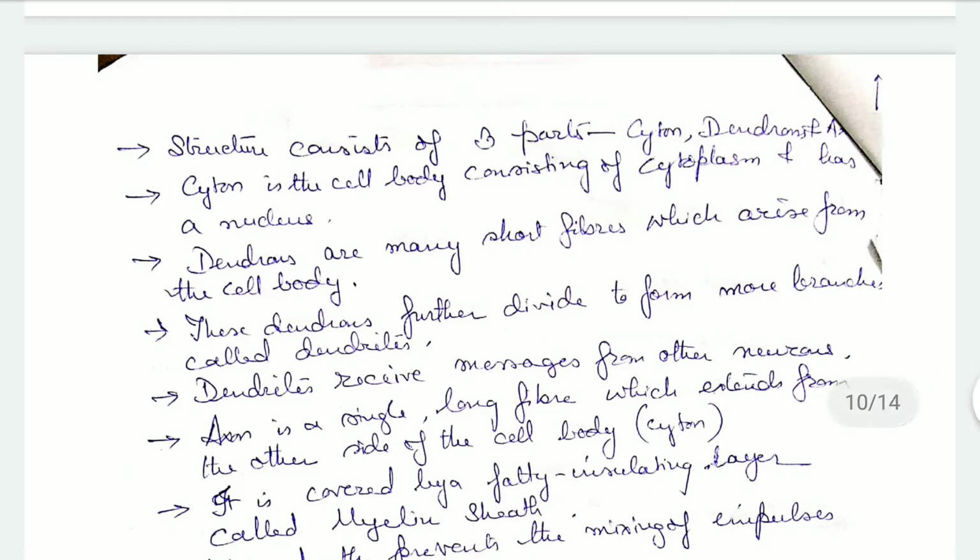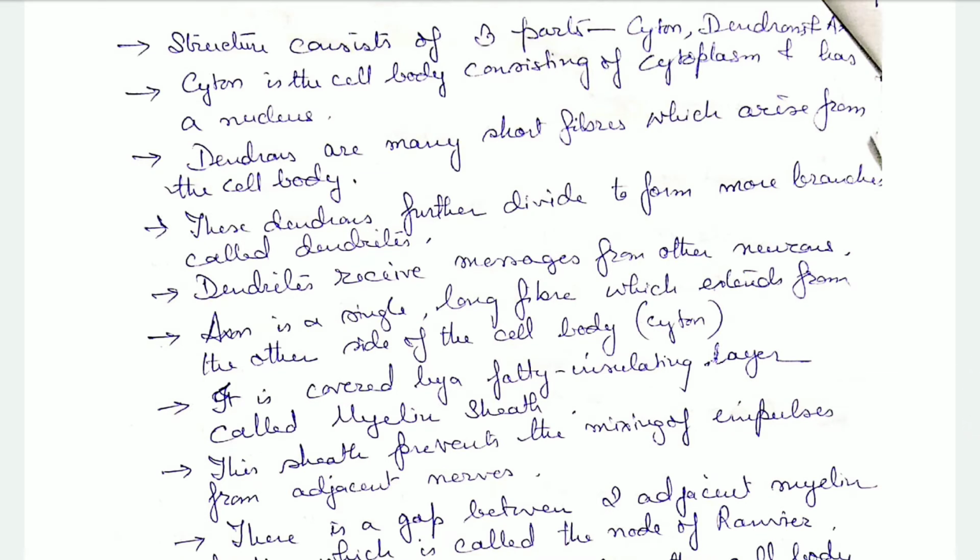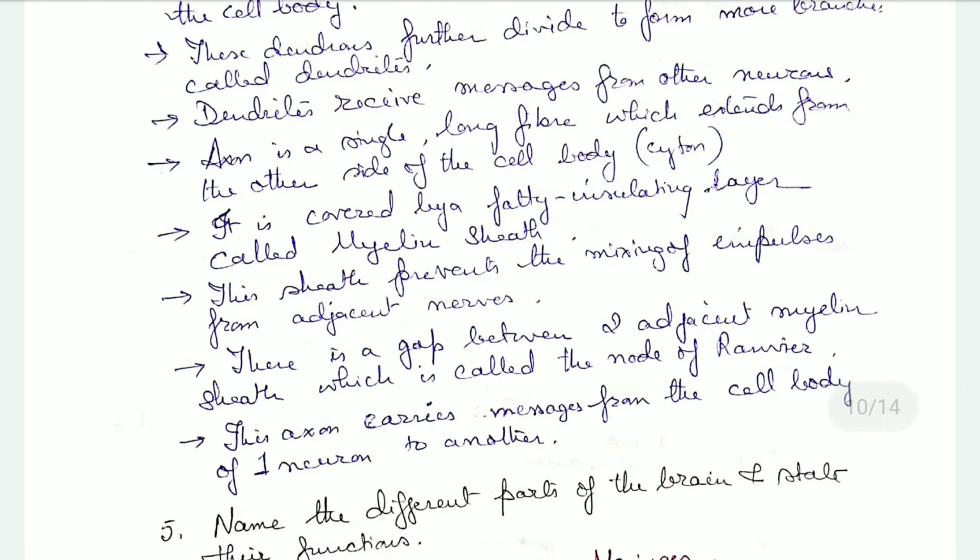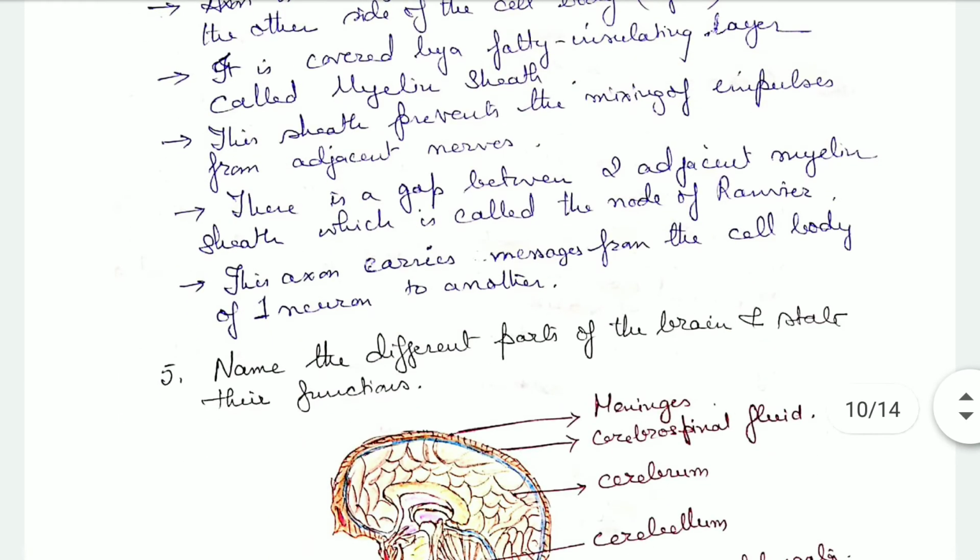Let me explain. The structure consists of three parts: cyton, dendron and axon. Cyton is the cell body which consists of cytoplasm and has a nucleus. Dendrons are many short fibers which arise from the cell body. These dendrons further divide to form more branches called dendrites. Dendrites receive messages from other neurons. Axon is a single long fiber which extends from the other side of the cyton. It is covered by a fatty insulating layer called the myelin sheath, because this sheath prevents the mixing of impulses from the adjacent nerve. There's a gap between two adjacent myelin sheaths, which is known as the node of Ranvier, and this axon carries messages from the cell body from one neuron to the other.